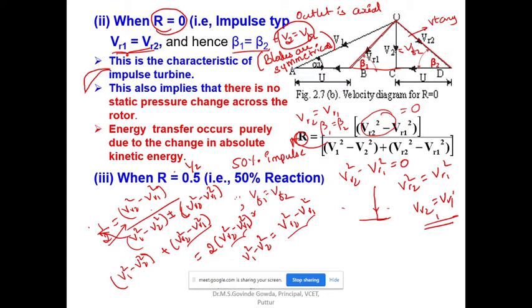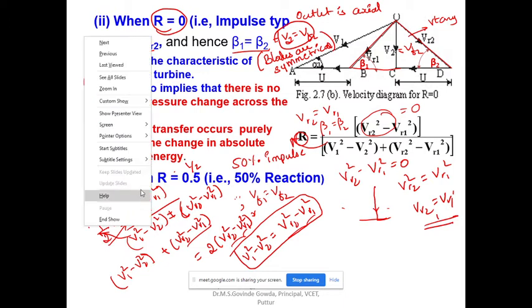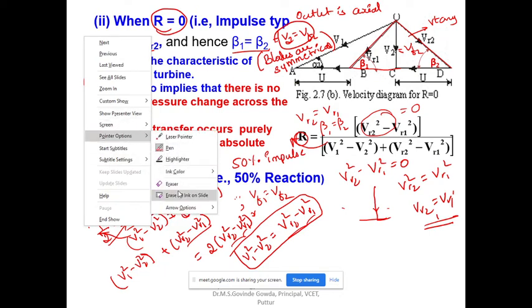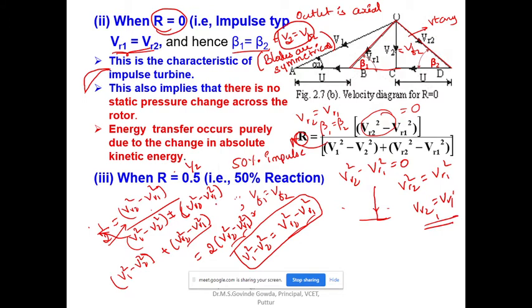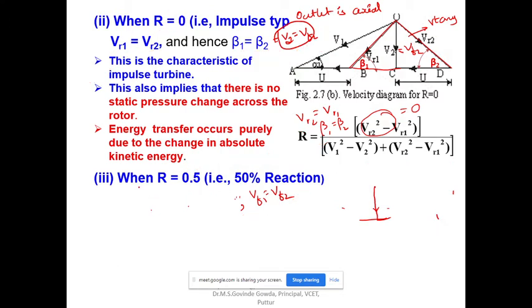Are you getting this? So the condition here will be V1 square minus V2 square should be equal to VR2 square minus VR1 square. I will just erase it. Okay, so this is the condition here. The first condition is V1 square minus V2 square equal to VR2 square minus VR1 square.